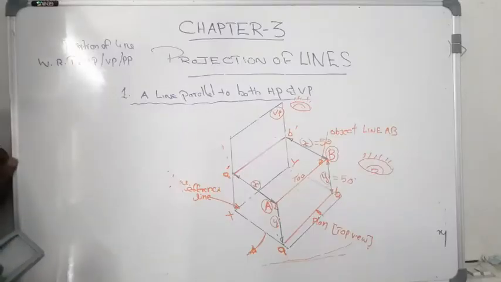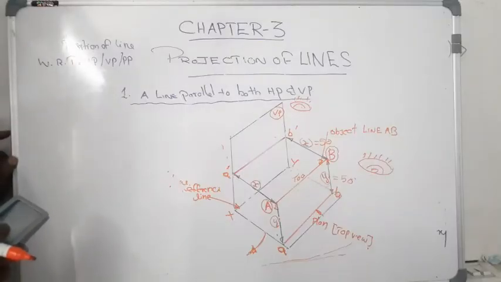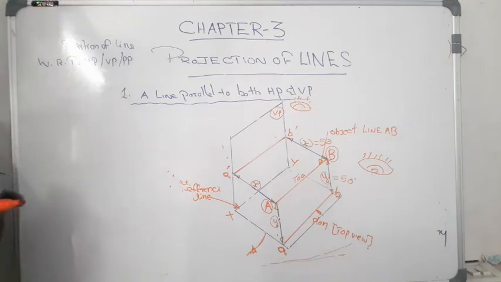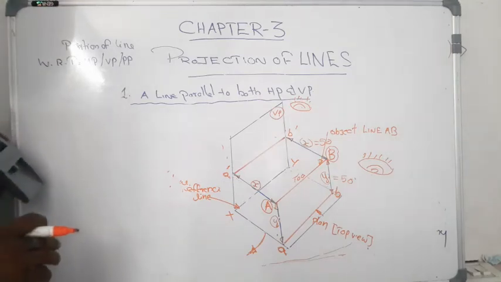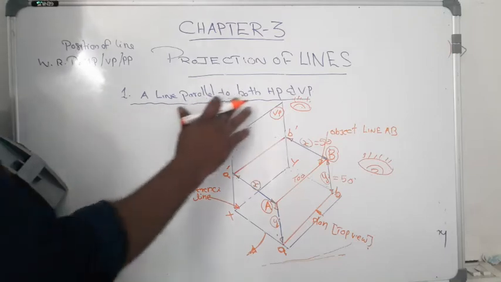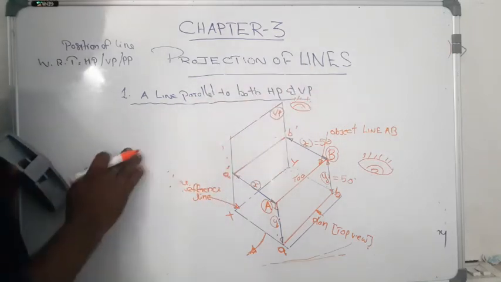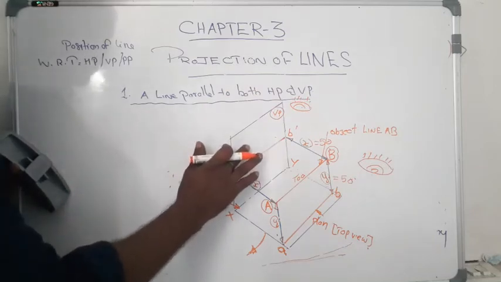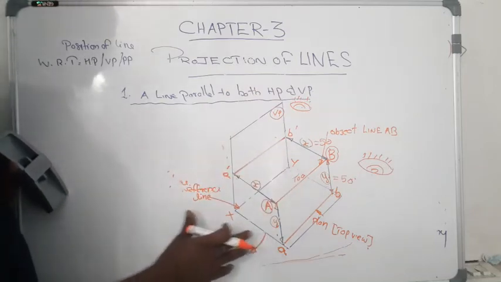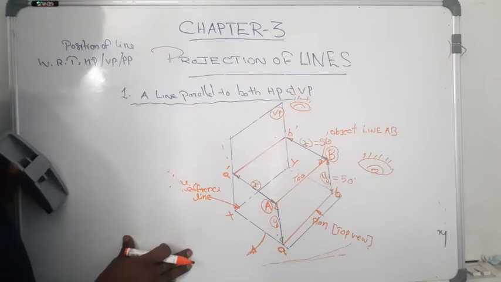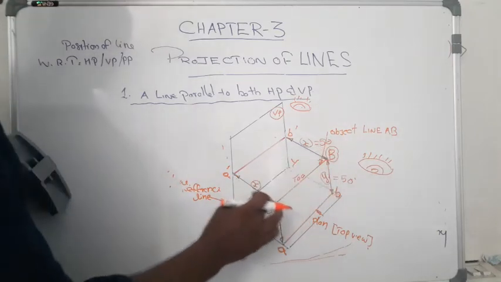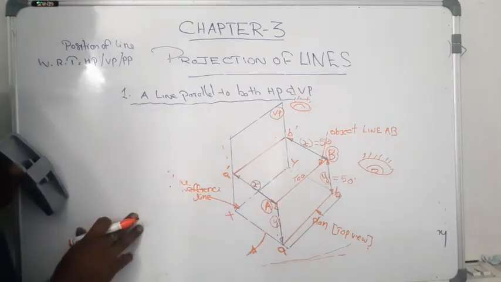In this class, we are going to discuss a line which is fixed in first quadrant. That line is parallel to both the reference planes, that means both HP and VP. Here, this figure shows an isometric representation of a line which is kept in first quadrant.